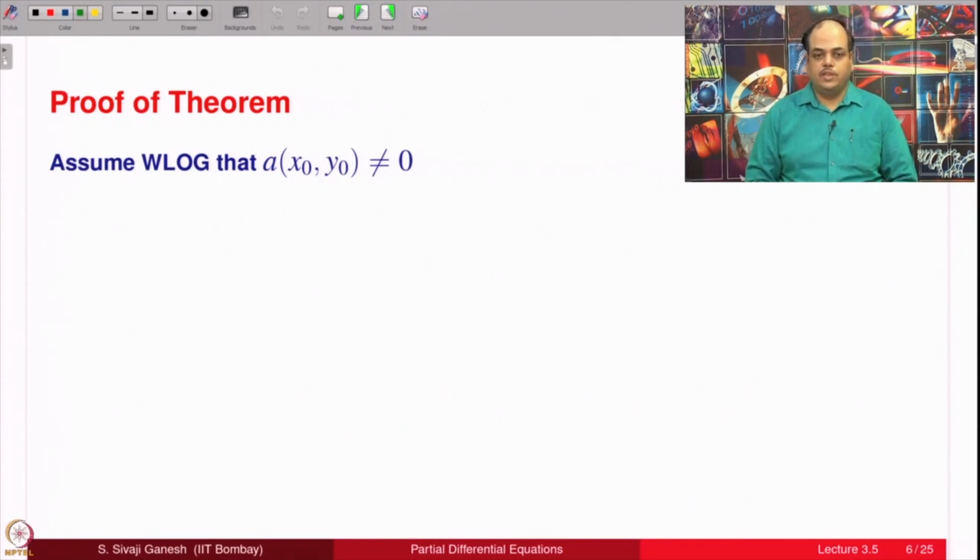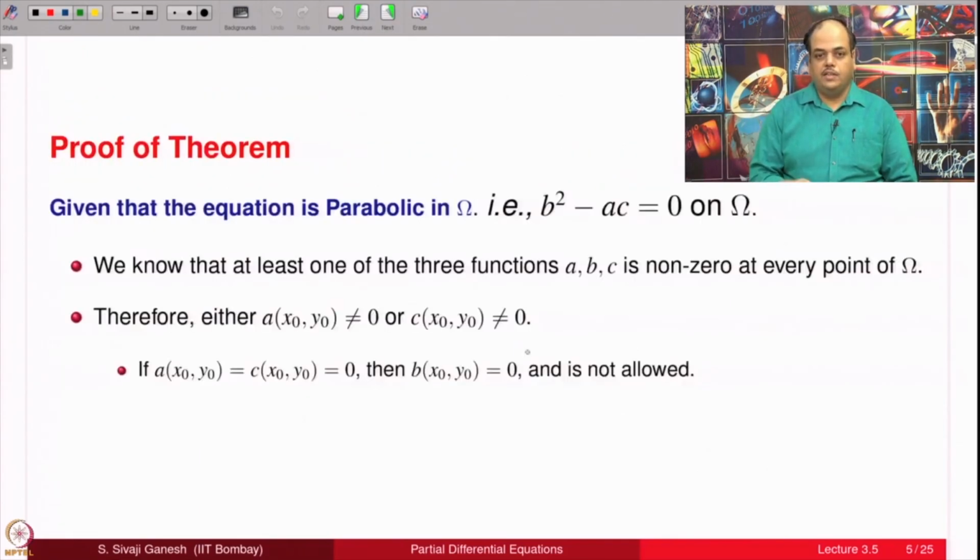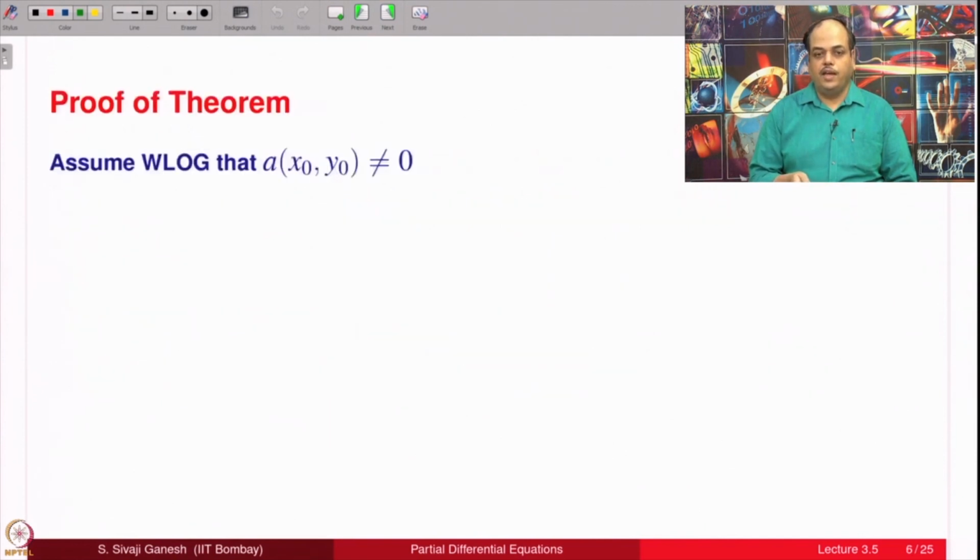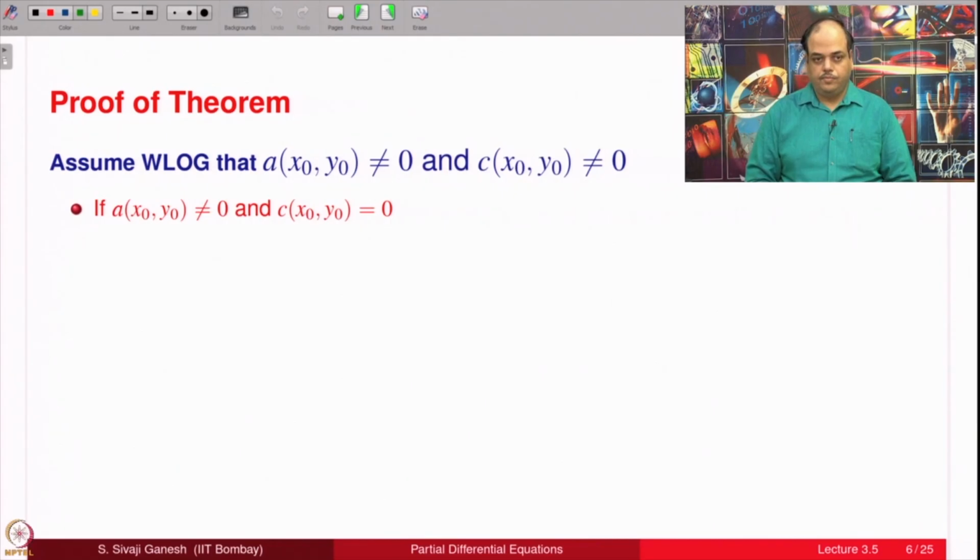So, assume without loss of generality that A is non-zero and here is a twist, and C is also not 0. Okay. We can arrange this. What we concluded in the previous slide is that given any equation of parabolic type, at any point x0 y0 in the domain, at least one of the A or C is non-zero. But now we are saying that we can make it happen that both of them are non-zero, but after a change of variables. Imagine A is non-zero and C is 0 at the point x0 y0.